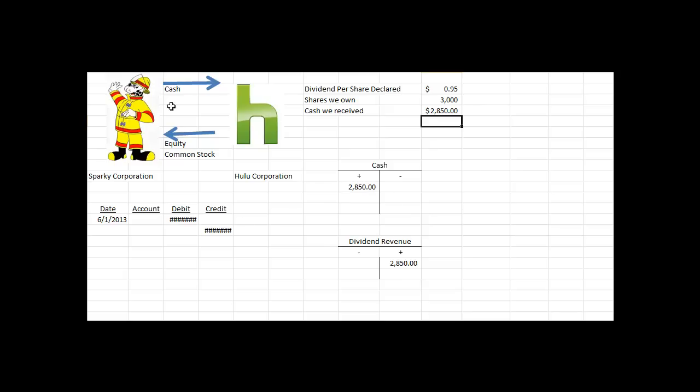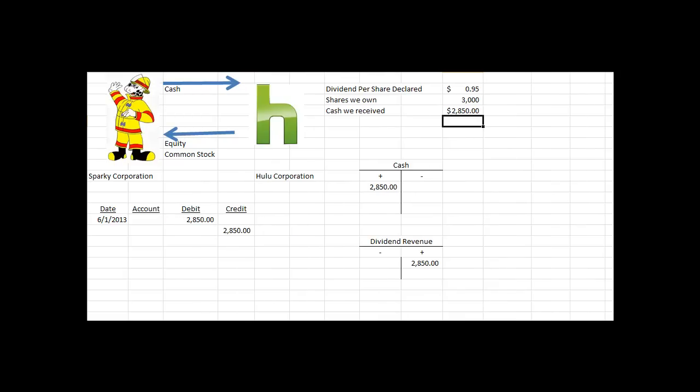So our cash increases by $2,850. So I would debit cash, and I would credit dividend revenue, and that would be the extent of the transaction. So I'm recording dividend revenue using the cost method. That's it for this part of the problem.